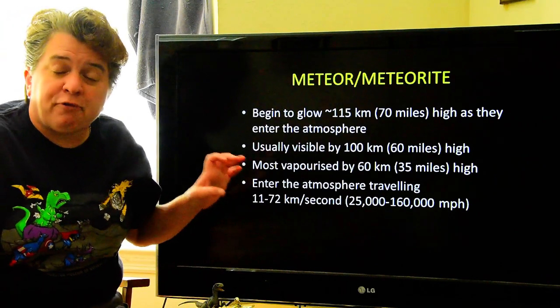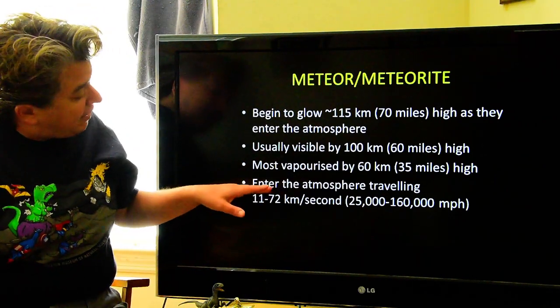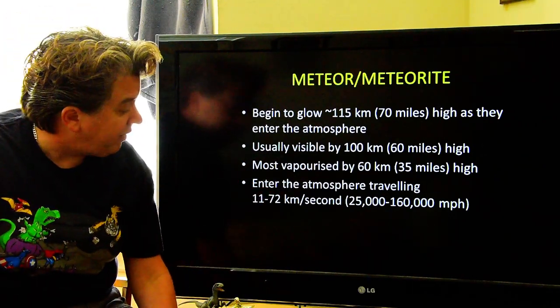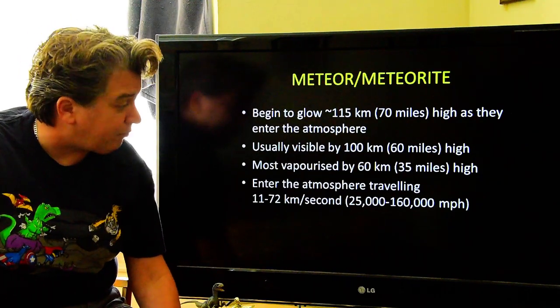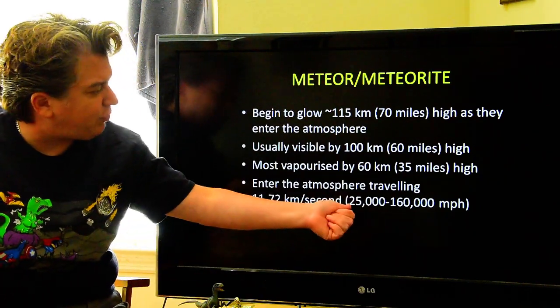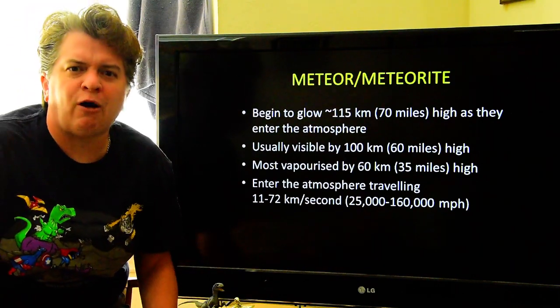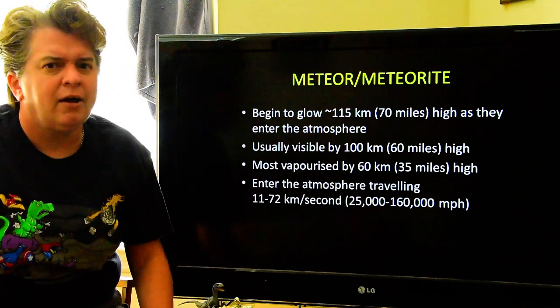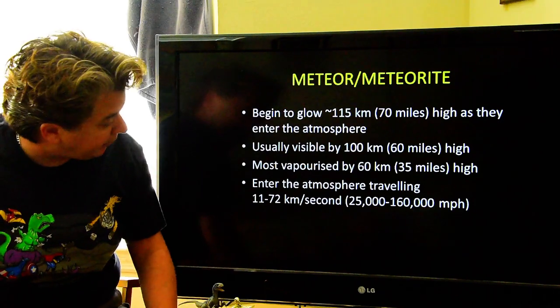These things are traveling ridiculously fast. They enter the atmosphere traveling around 11 to 72 kilometers per second. You can see there's like 25,000 to 160,000 miles per hour. So these things are really, really traveling.